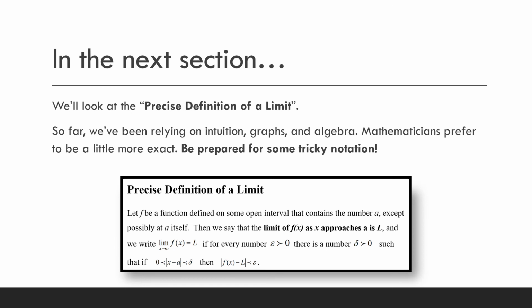In the next section, we're going to look at something called the precise definition of the limit. So far, we've been relying on intuition, graphs, and algebra, but mathematicians really prefer to be more exact than that. The precise definition of a limit has some tricky notation here. So we have to deal with some compound inequalities that have absolute values. We have some epsilons and some deltas. So just be prepared for some weird looking notation, and try not to let the weird notation trip you up. It's not as bad as it might seem.